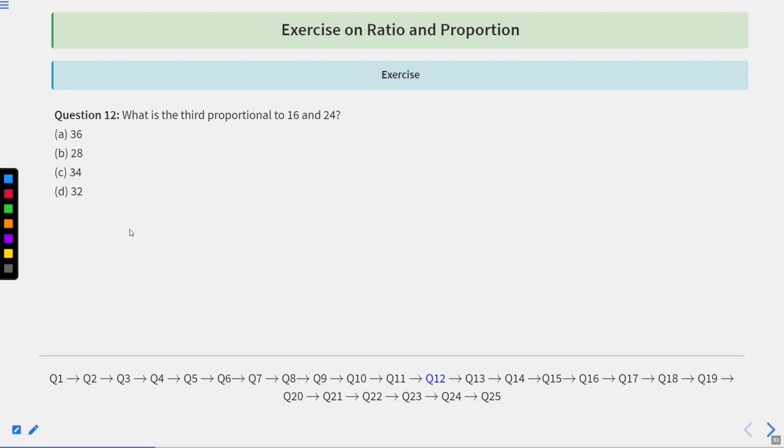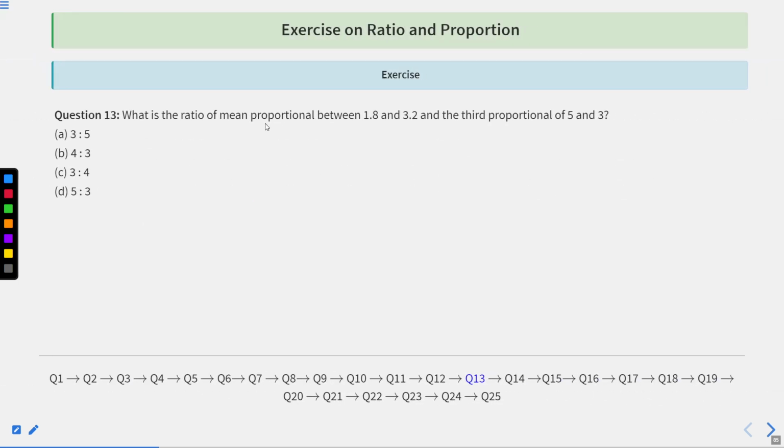What is the third proportional to 16 and 24? The third proportional of 16 and 24 is equal to B square upon A. That means 24 times 24 upon 16, that is 36. So the correct option here is option A.